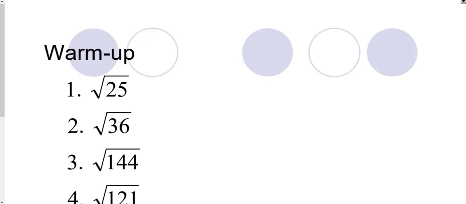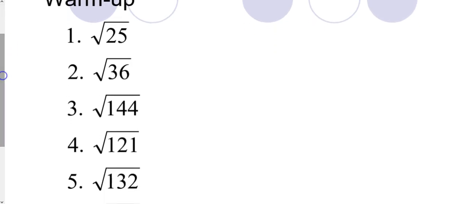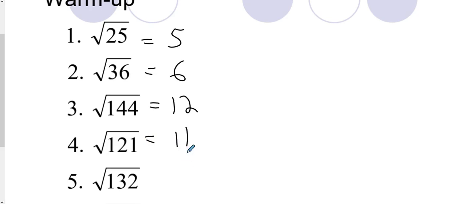All right, chapter 6. Let's start off with reviewing, simplifying some radicals. And these are all pretty simple because they are all perfect squares. So the square root of 25 is 5. The square root of 36 is 6. Then we have 12, 11, and what is the square root of 132?